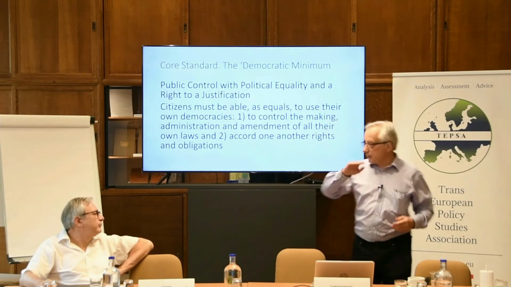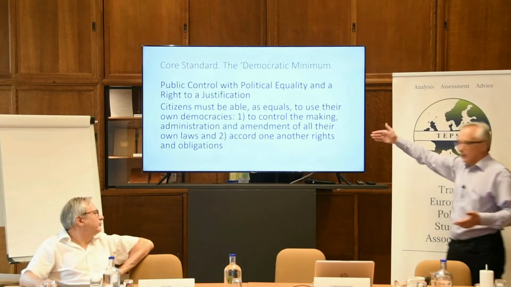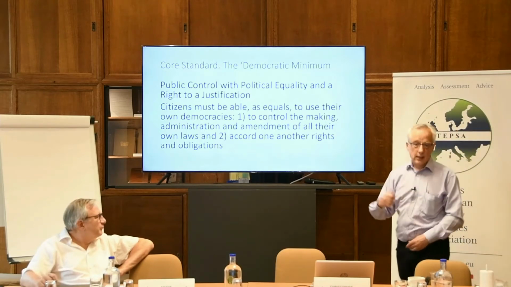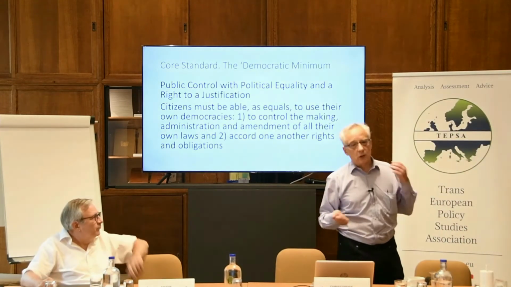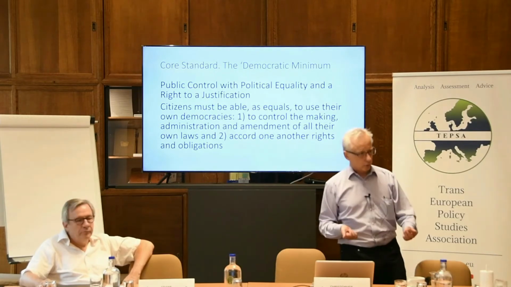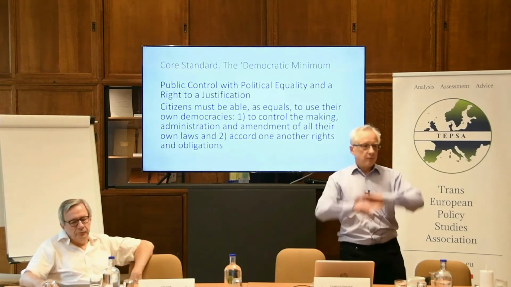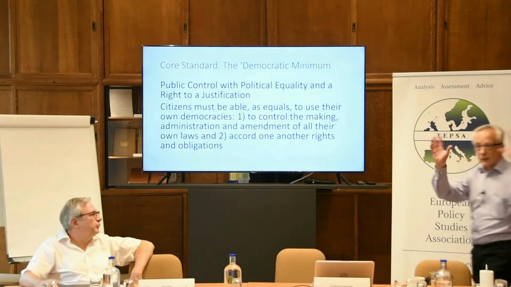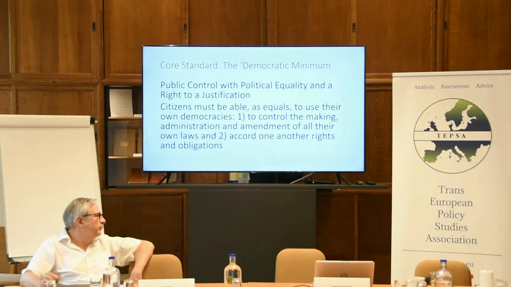And this is how it pans out. Citizens must be able, as equals, to control the making, administration, and amendment of their own laws. Okay? So thousands and thousands of laws, all of them must ultimately be within the control of citizens. Citizens should ultimately be able to control the making, the amendment, the administration of their own laws. I think that's the basic requirement.